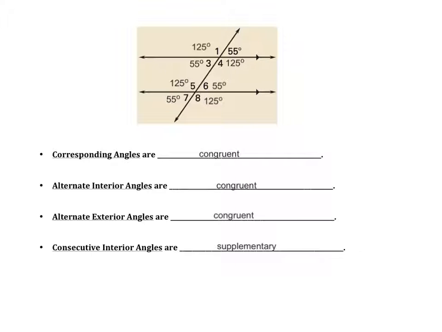Another thing to note here is that these are actually theorems. We know that this statement right here is actually the corresponding angles postulate. However, we can prove that alternate interior angles are congruent, alternate exterior angles are congruent, and consecutive interior angles are supplementary. These are all theorems. So if I was going to use that alternate interior angles are congruent in a proof, then my reason would be the alternate interior angle theorem. The same would go for the alternate exterior angles theorem and the consecutive interior angles theorem.